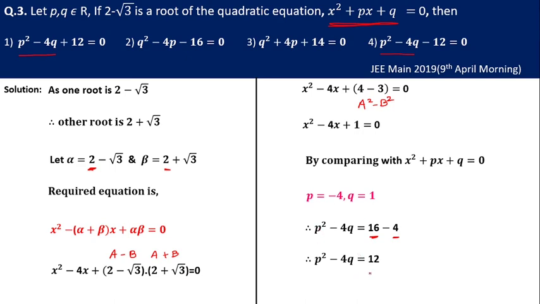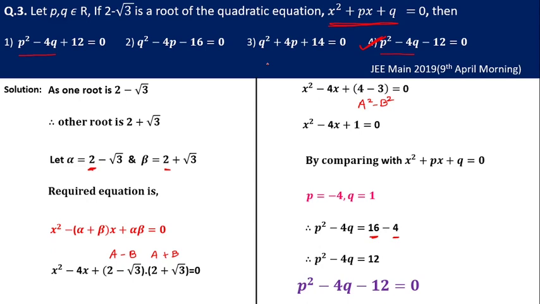If you take this term to the left hand side, what you get is p square minus 4q minus 12 is 0. Now, is there any correct option from 1 and 4? Here you have plus and here you have minus. That means this option is correct. Oh, it was a very good thing that we got the answer in the first trial itself, and there is no need to go for option number 2 or option number 3.